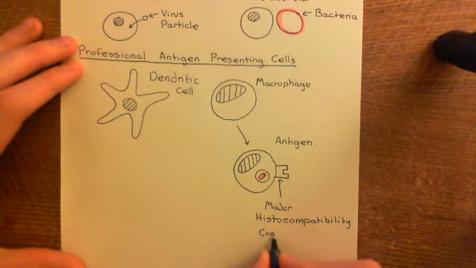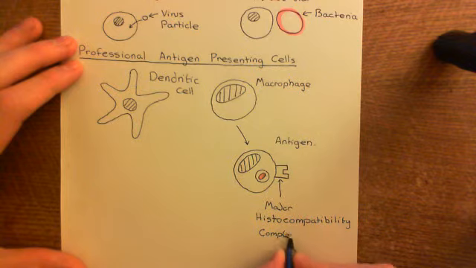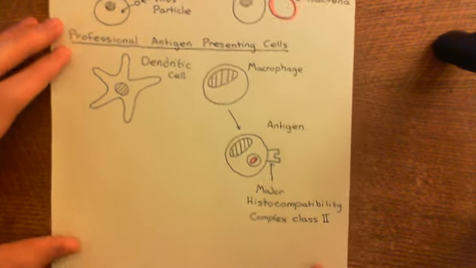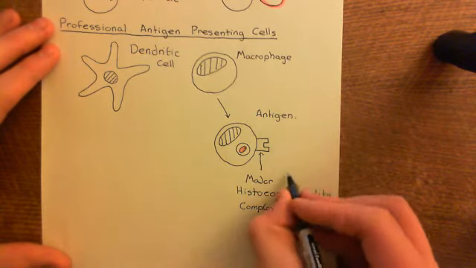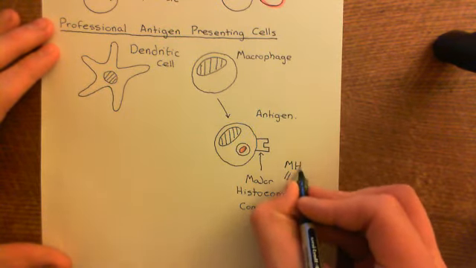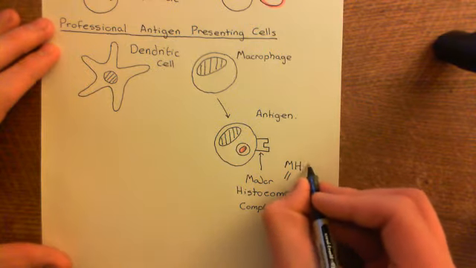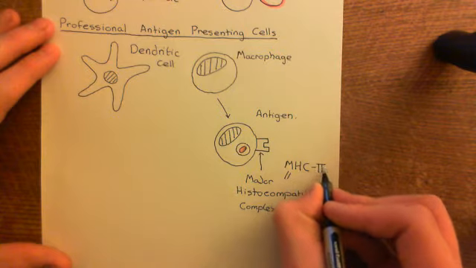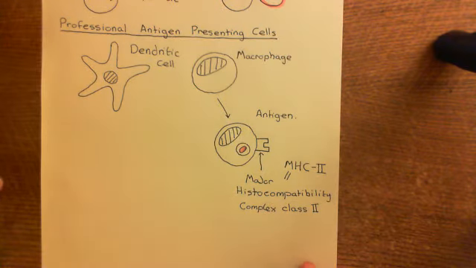class 2, okay, and because major histocompatibility complex class 2 is a right mouthful, often this is just abbreviated to MHC class 2, okay, so for short, M is for major, H is for histocompatibility, C is for complex, and then we've got class 2 on the end there. Okay, and because it's such an important molecule, everyone always puts that 2 in Roman numerals.